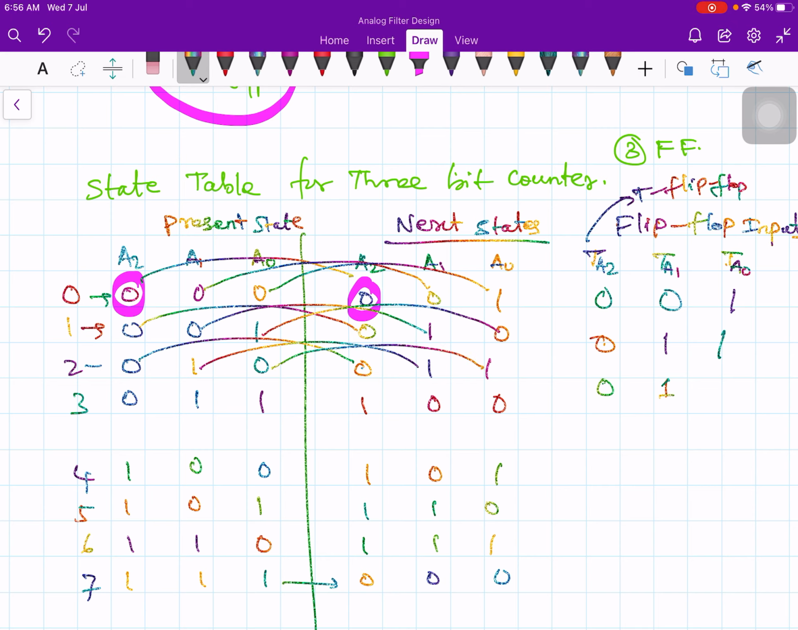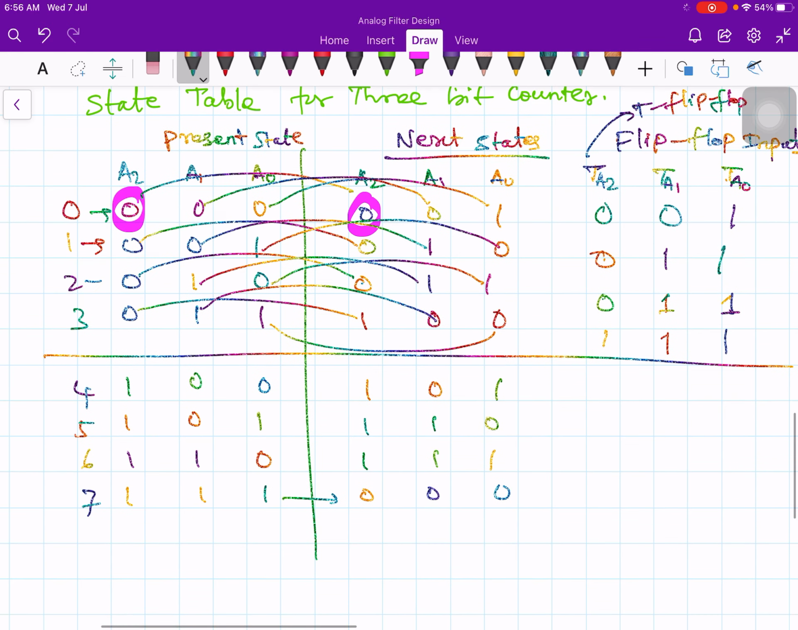And 0 to 1 toggles, so I put 1 here. And then 0 to 1 toggles, 1. 1 to 0 toggles, 1. And 1 to 0, 1. All are 1s. Okay. And then let me change the color.